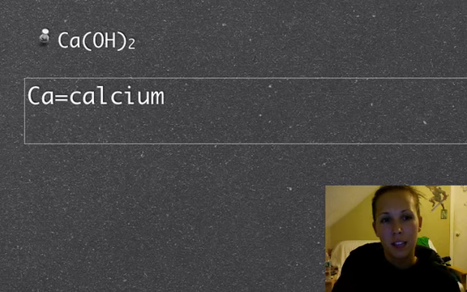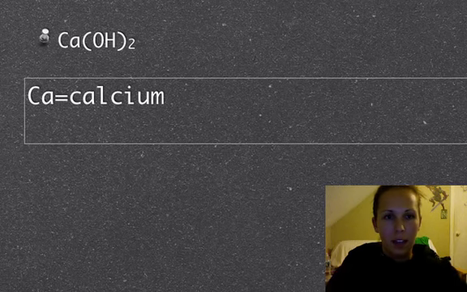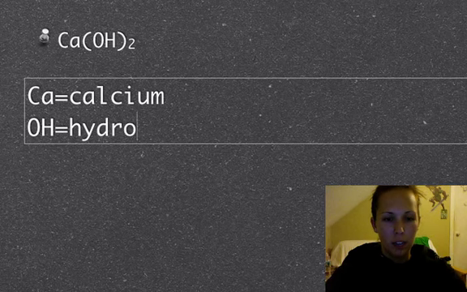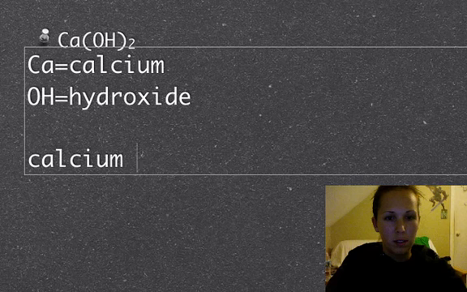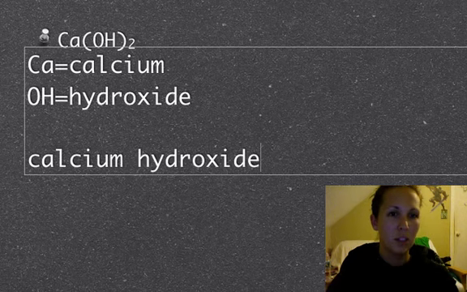Now we can address the anion, which is the hydroxide ion. Okay, that's a -1 charge, so I'll put OH equals hydroxide. It already has its own name, so pretty much if we're going to name this, it's called calcium hydroxide. It's a very simple one to do.